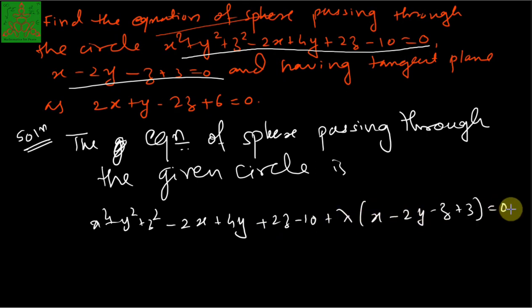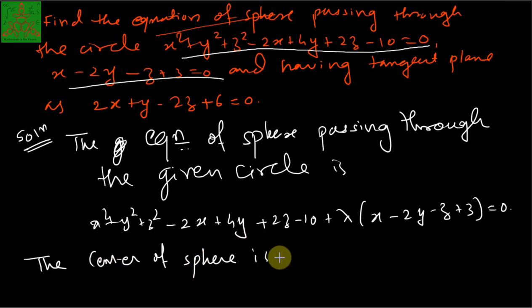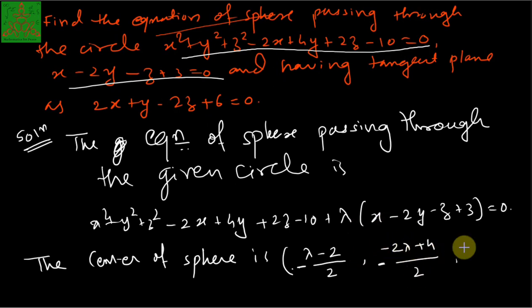Now one should note that the center of this sphere is (minus u, minus v, minus w), and the value of u we can calculate from this. It will be minus (lambda minus 2) upon 2, minus (2 lambda plus 4) upon 2, and minus (lambda minus 2) upon 2. This is nothing but 2 minus lambda by 2, and if you divide by 2 on both sides, you will be left with 2 lambda minus 2, and here you will have lambda minus 2 by 2.